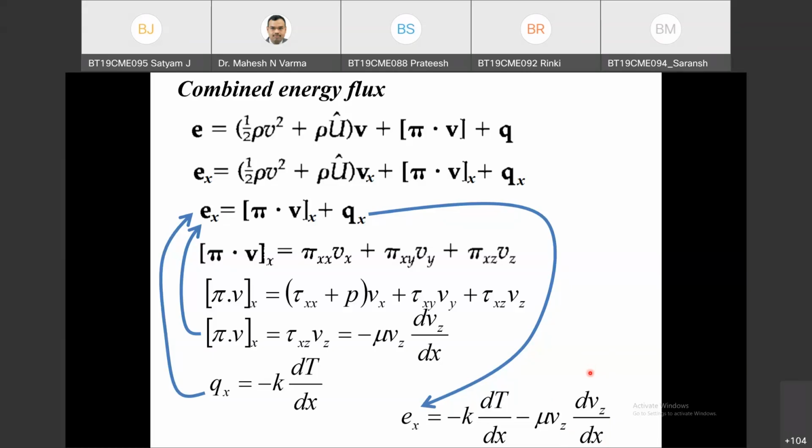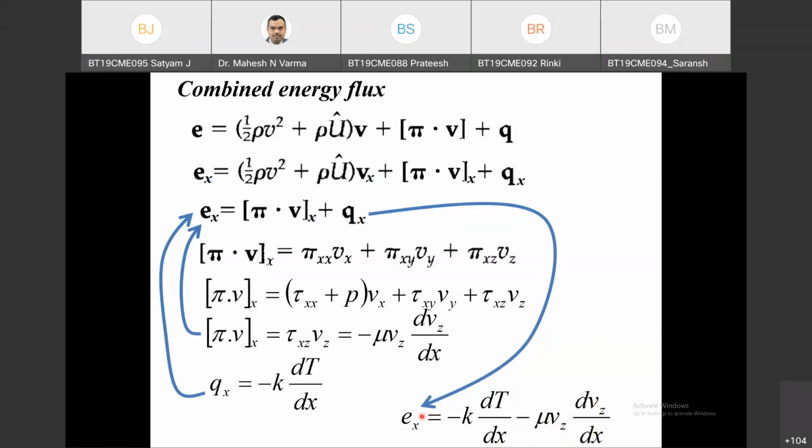Now you can see that this is nothing but the work associated with molecular transport. Because of molecular motion, whatever work is associated, this is work done on the system because of molecular transport. So this is combined energy, and this is the Fourier law of heat conduction, conductive heat flux. So this will be a combined energy flux.